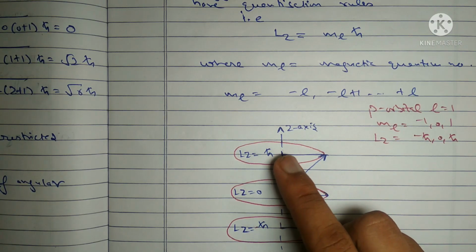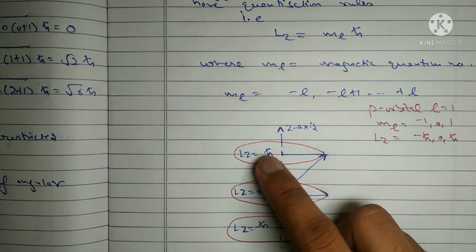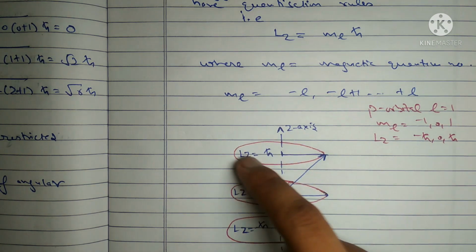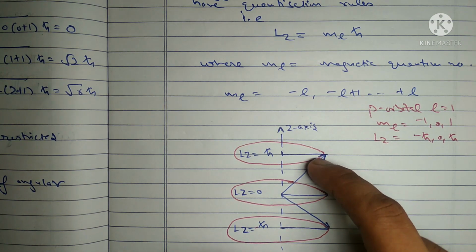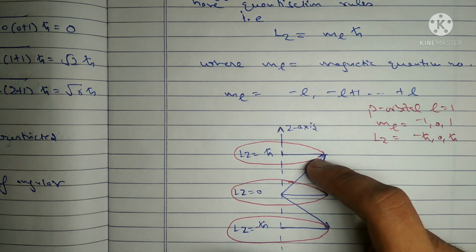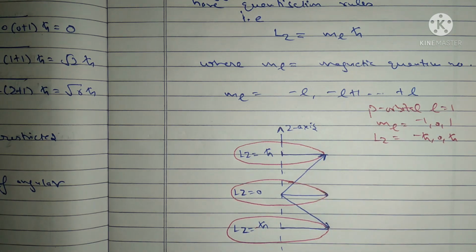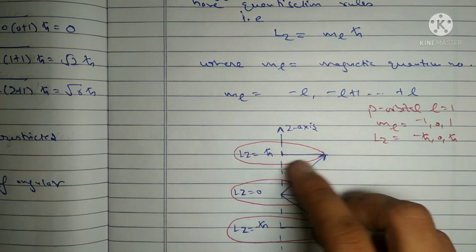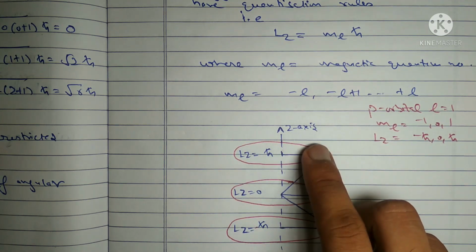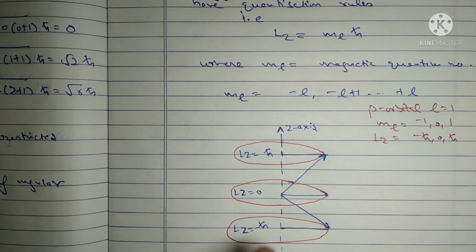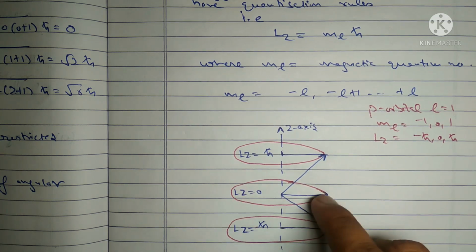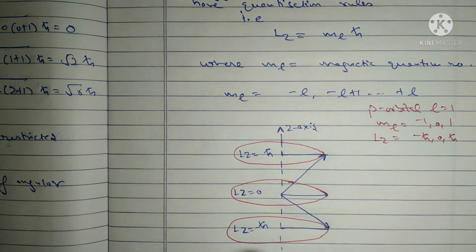Actually, to conserve Lz equal to h cross, the electron precesses about the z-axis. In other words, the z-axis is along the magnetic field on the electron. As we know, in Larmor precession, the electron orbit precesses about the magnetic field direction. So in a similar case, L precesses about the z-axis. When Lz is equal to 0, the orbit precesses in this manner, and when Lz is equal to minus h cross, the orbit precesses in this manner.